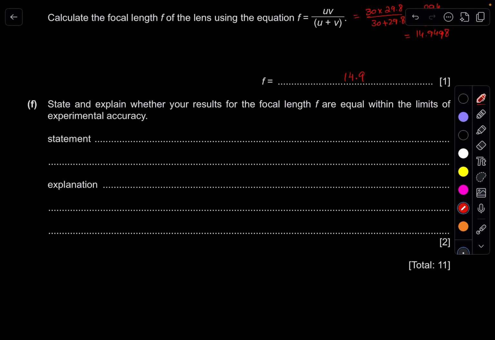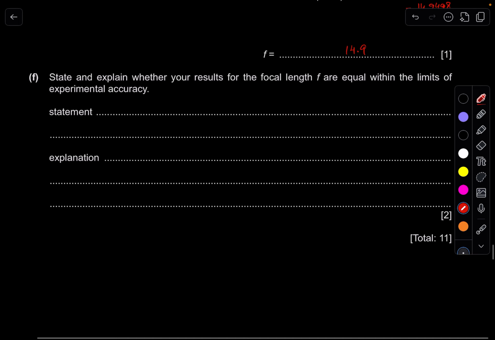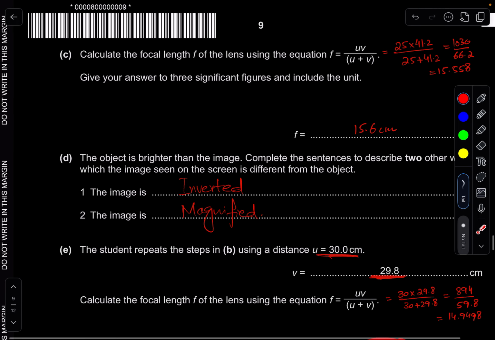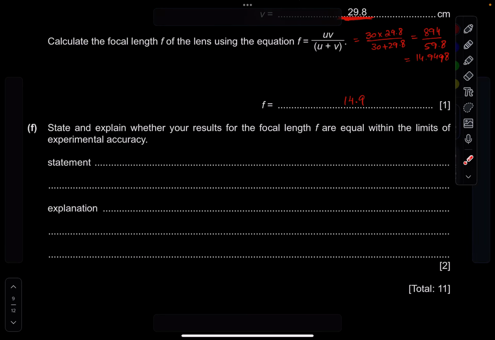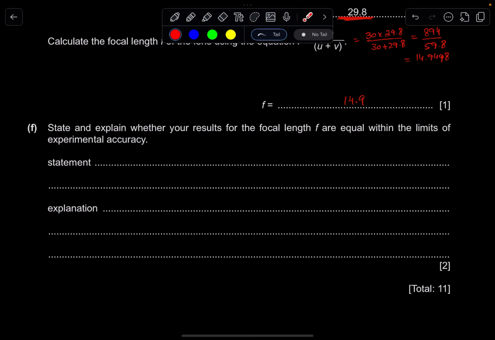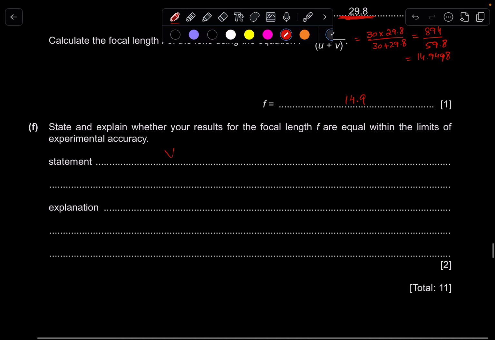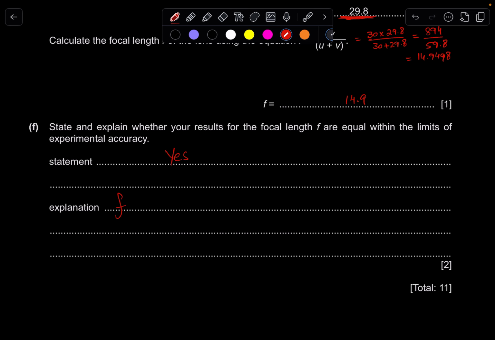In part F, state and explain whether your results for the focal length f are equal within the limit of accuracy or not. Okay, we have two values, 14.9 and 15.6. So are they within the limit of experimental accuracy of each other or not? How can we check? The limit of experimental accuracy is plus minus 10%, right? So they are in that range. How? One f was 15.6, and when you do plus minus 10%, what will it be?